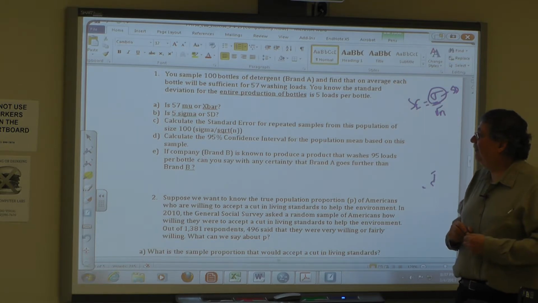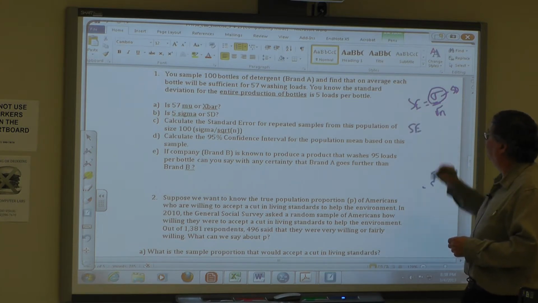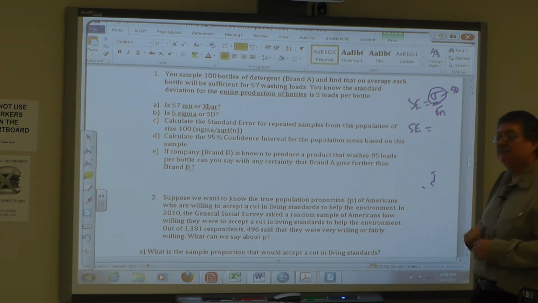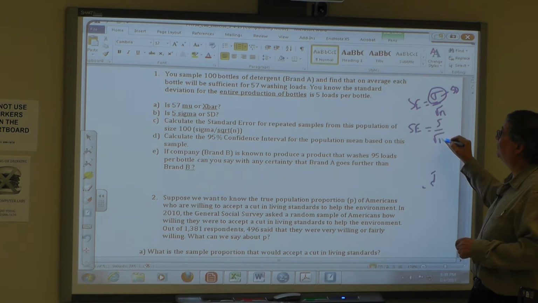Calculate the standard error for repeated samples from this population of size 100. What's that equal to? Sigma over the square root of the sample size. Okay, so what's the standard error for samples of this size? 5 divided by the square root of 100, the sample size. Okay, and what is that? The square root is 10, so that's 0.5, right?